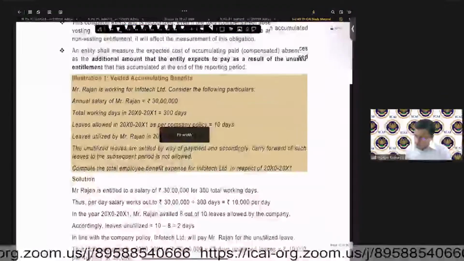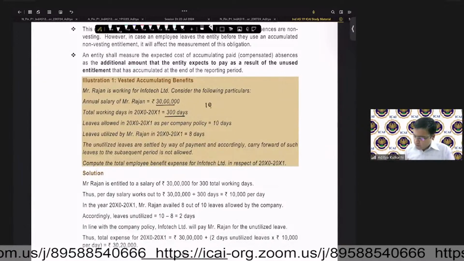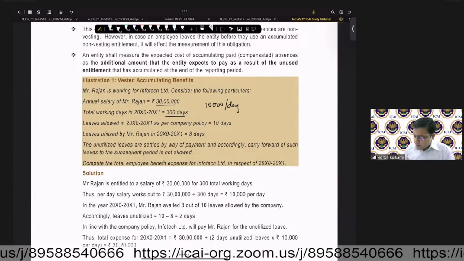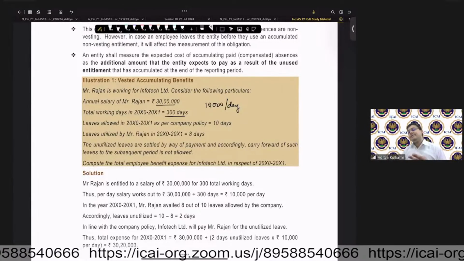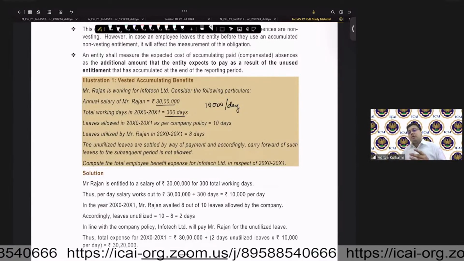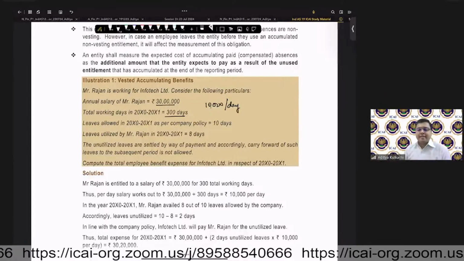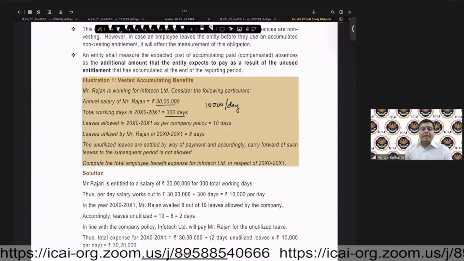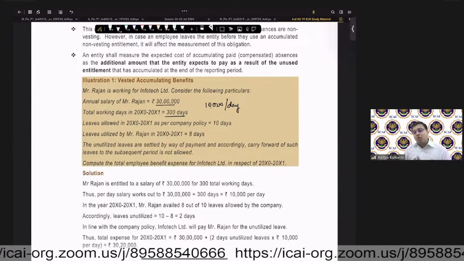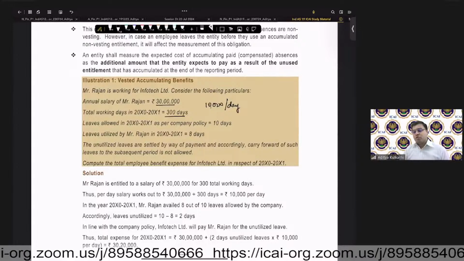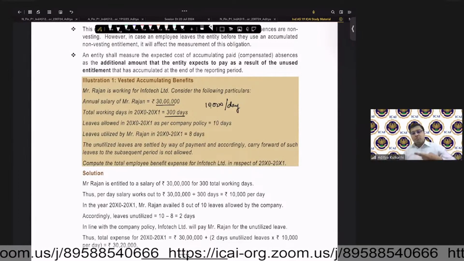So very simple working. 30 lakhs for 300 days comes to 10,000 per day. Against 10,000 per day, he has not come for 8 days out of 10 days allowed. 2 days he has come. These 2 days he cannot carry forward, but instead he can provide the service. So he has provided the service by coming for those 2 days, and because he has rendered the service, you have to make the payout.